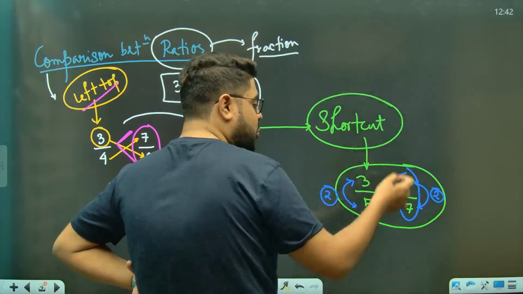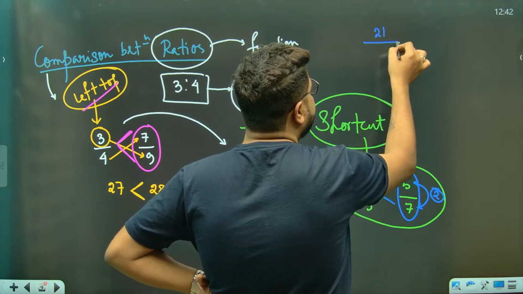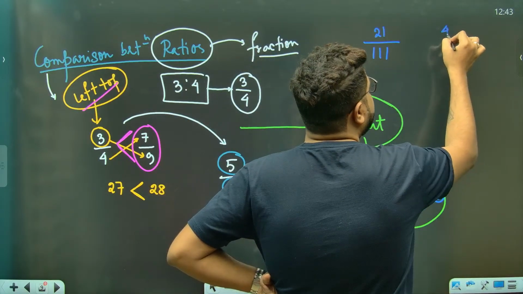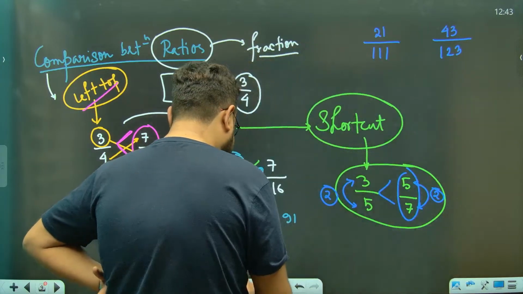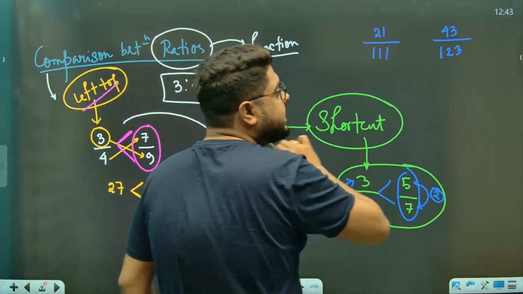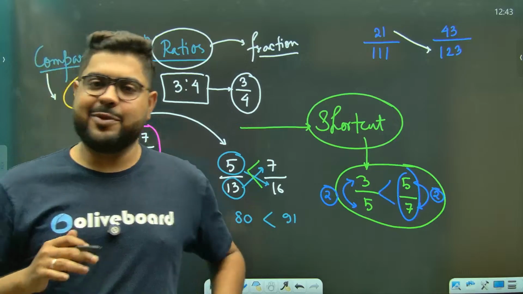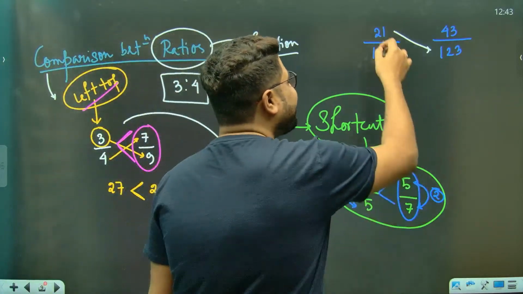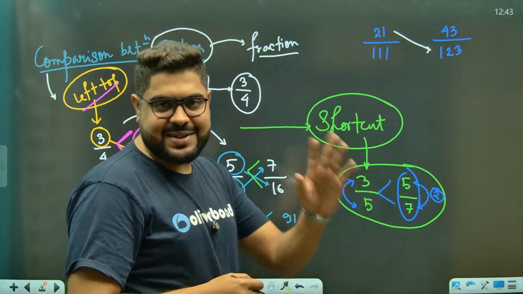Where do we actually use it? For bigger values. 21 divided by 111, and 43 and 123. What happens is you see the problem over here. We can use the normal technique, the general technique, multiply. But who will do the multiplication? I'm not doing it. I don't like it. Who will do this multiplication, 123 into 21? It's tough.